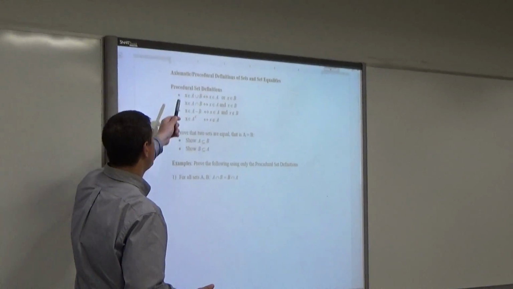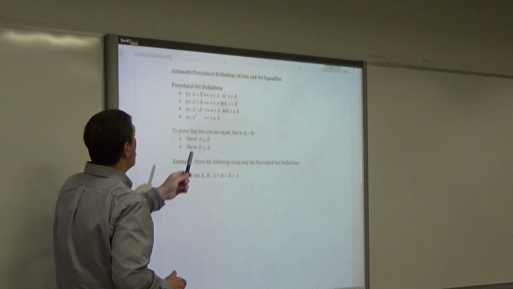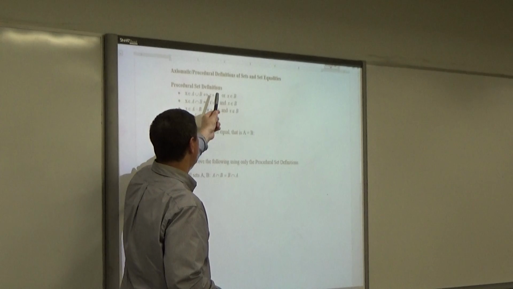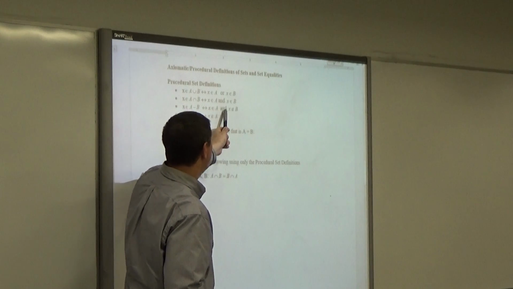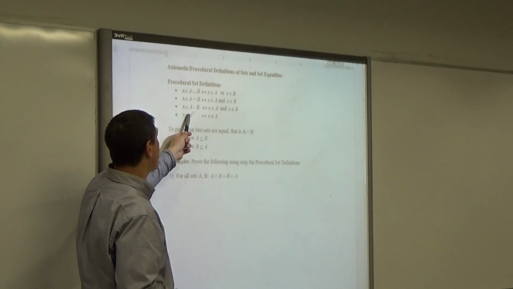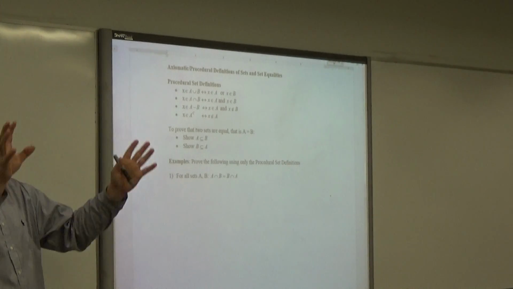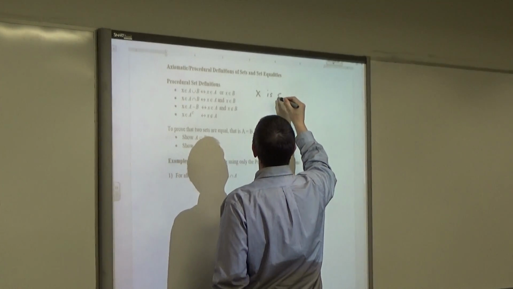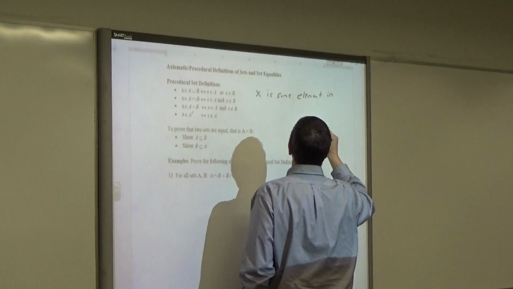So I want to go ahead and show you guys how we can use these procedural definitions. Again, these are so fundamental that we accept them as true. If we have the union between two sets, x is in A or x is in B. The intersection between two sets, x is in A and x is in B. Set difference means that it's in A, but at the same time it's not in B. And the complement means that every element x is not in A. By the way, x is just some element in the universe. So let's define what x is as well. X is some element in the universe.